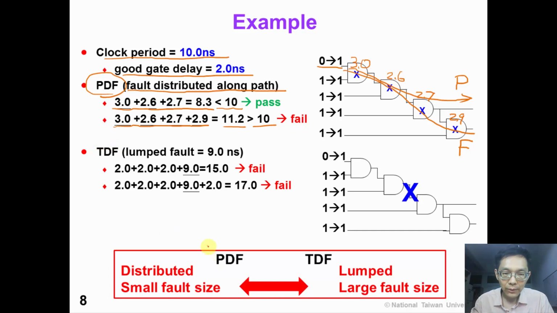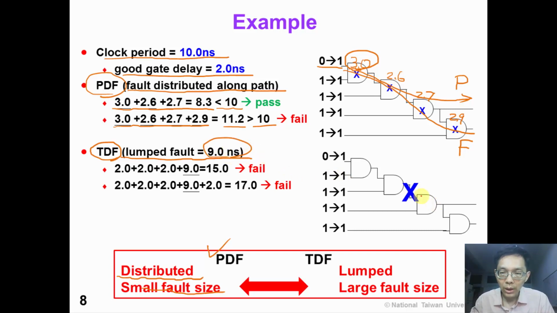So we can see that the path delay fault model assumes that the fault is distributed along the faulty path. And in the path delay fault model, the fault size can be small. The fault size means the extra delay of each gate. On the other hand, the transition delay fault assumes that the fault is lumped in a faulty node, and the fault size is pretty large.